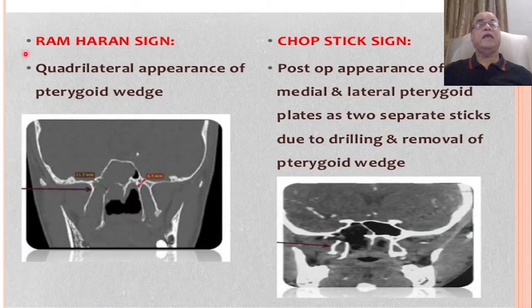On radiology, there can be the HARAN sign, which is the quadrilateral appearance of the pterygoid plates. This is the quadrilateral appearance of the pterygoid wedge as compared to a more triangular pterygoid wedge on the normal side. Chopstick sign is a post-operative appearance of the medial and lateral pterygoid plates as two separate sticks due to the drilling and removing of the pterygoid wedge, as compared to the normal side. So this is the chopstick sign.